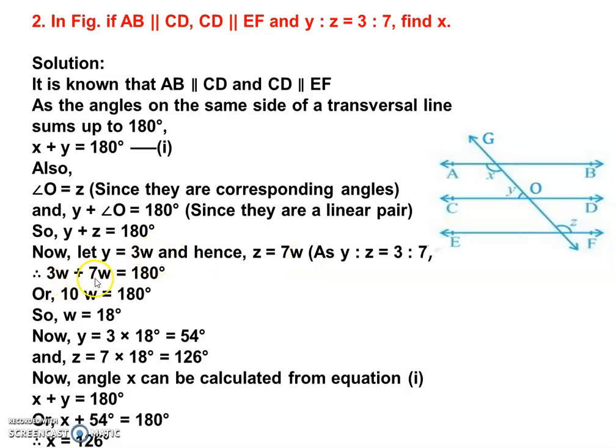Then I have added 3w plus 7w is equal to 180 degree because I already know y plus z is 180. So with that I can find w, that is 18 degree. Now this w can be substituted here and I can get the values of y and z. So y is 3 into w, that is 54, and z is 7 into 18, that is 126. So two angles I have found.